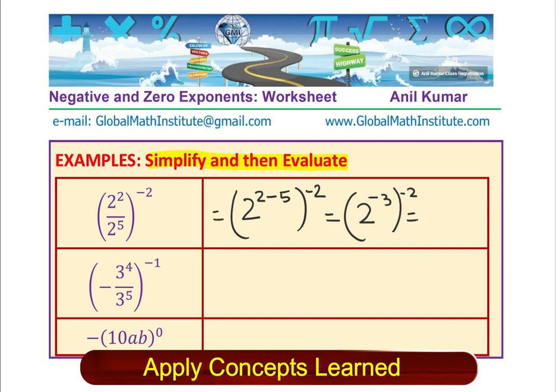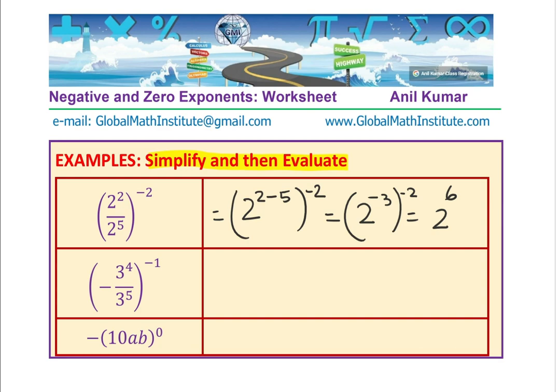And when you multiply these two, what happens? 3 times 2 is 6. And negative times negative is positive. So we get 2 to the power of 6. So that is how you could simplify it. Now what is 2 to the power of 6? It is 64. Okay, so we get 64 as our answer. Does it make sense to you, right?